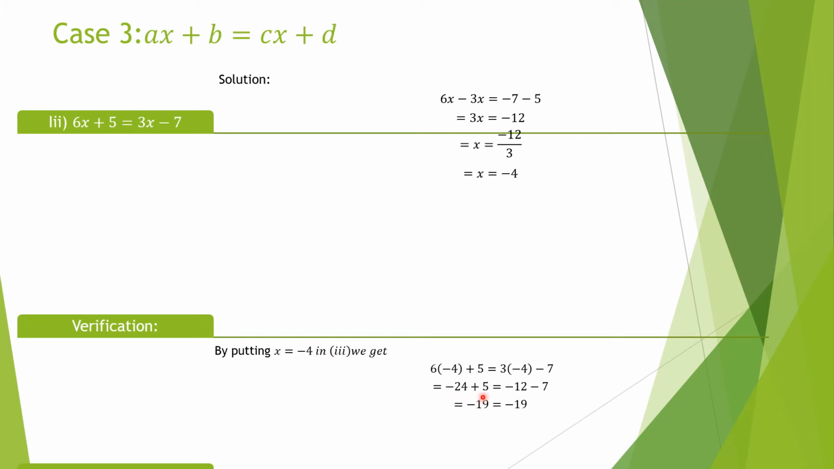They are different signs. Terms will be subtracted. 24 minus 5 is 19. But sign of greater term is minus. Now 3 into minus 4 is minus 12. Minus 12 minus 7 is minus 19. So right hand side is equal to left hand side. This equation is verified.